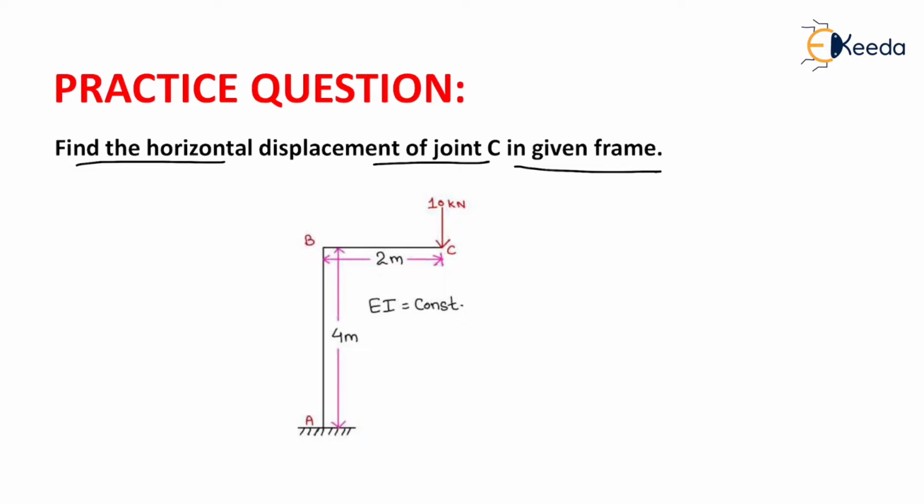Now we need to compute the horizontal displacement of joint C for the frame shown in this figure, whose support A is fixed and which has a point load of 10 kN acting vertically downward at joint C. The length of member BC is 2 meters and AB is 4 meters, and EI is constant for this whole frame.